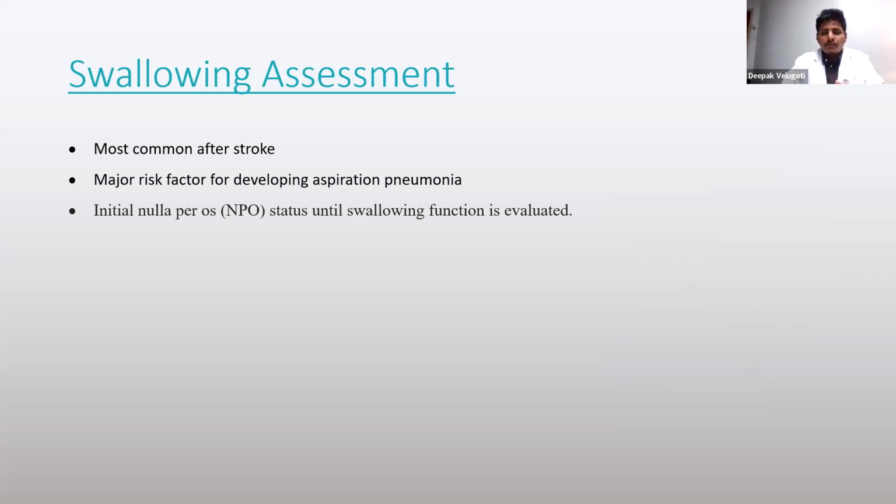And swallowing assessment should be evaluated before allowing the patient to have oral feeds, because few patients with bulbar dysfunction can develop dysphagia, and if the patient takes any liquids or food orally, they can develop aspiration pneumonia. So the swallowing function should be evaluated before allowing the patient to have oral feeds.